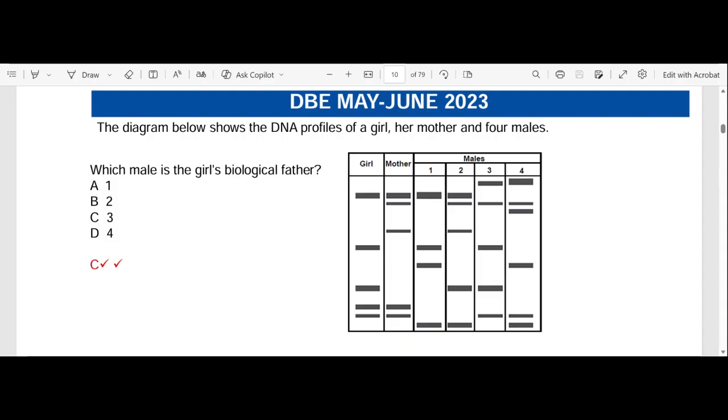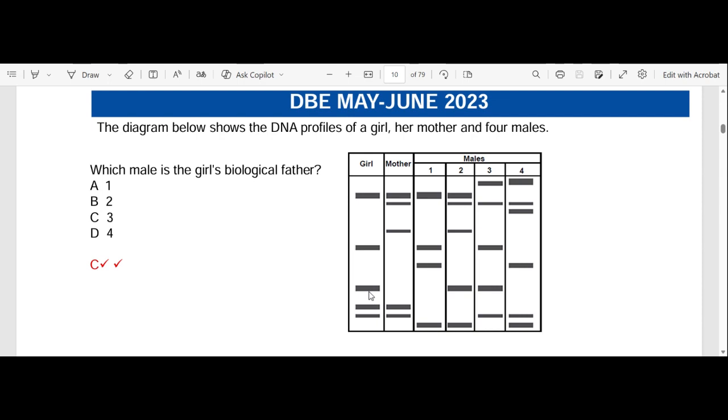Now let's compare. Let's look at the second bar and see which bars match with it with regards to the four males. So this bar is matching with male one and male three. But it does not match with male four and male two. So male one and male three are possible fathers at this point. We haven't made a conclusive decision.